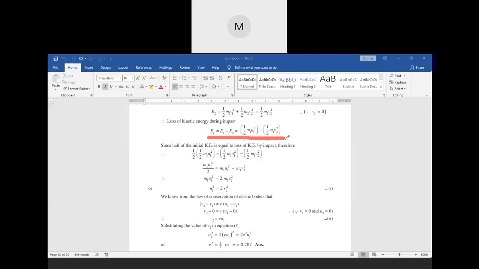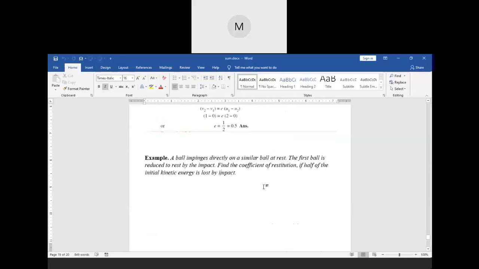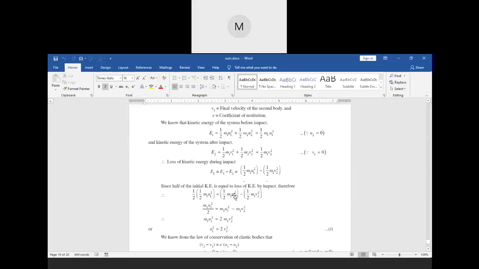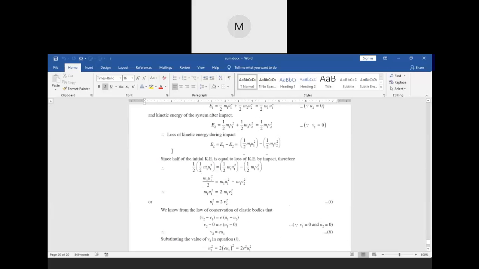So after finding out the loss, you find it out in this manner. Now in the question it is given that half of the initial kinetic energy is equal to the loss of kinetic energy by the impact. Look, the first ball is reduced to rest by the impact, and from this we have to find the coefficient of restitution if half of the initial kinetic energy is lost by the impact. That is why we wrote it like this.